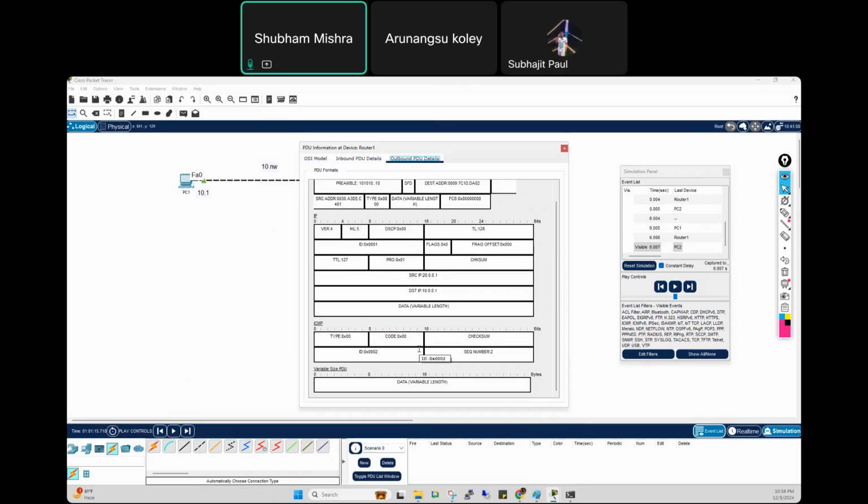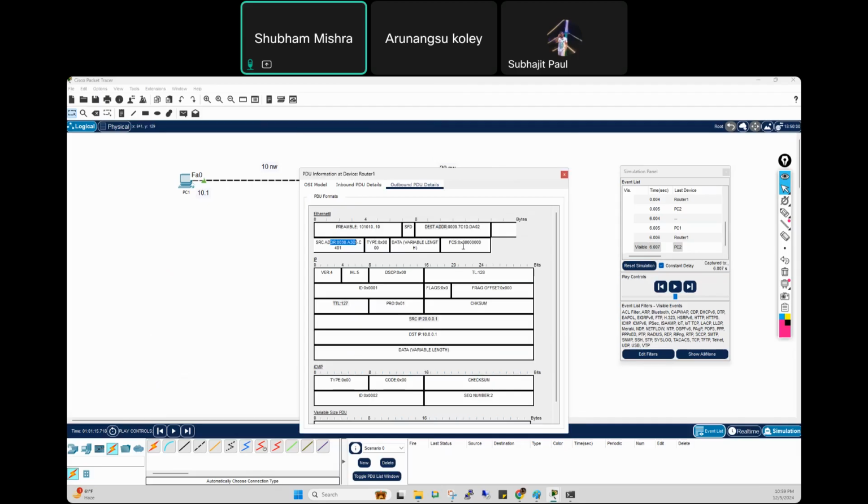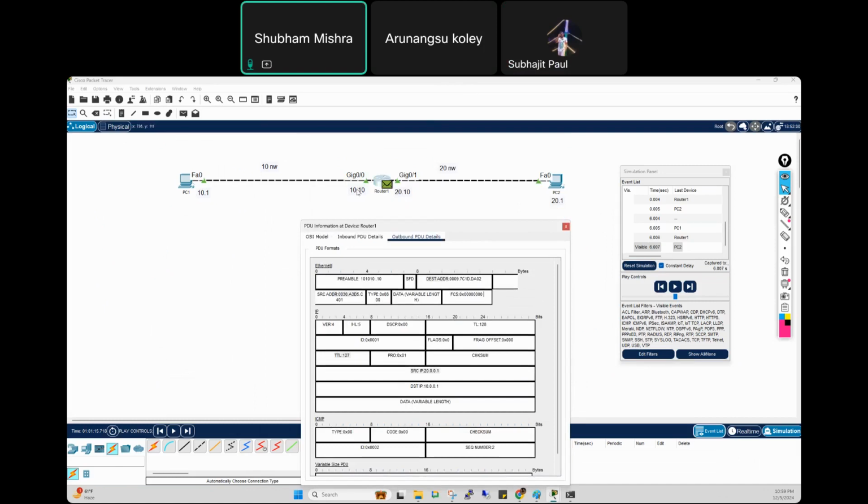In ICMP, is there any modification? No change. Come to IP: the TTL value changes to 127, nothing else changes. Now come to Ethernet. What changes on Ethernet? Source MAC and destination MAC. Source MAC will be C401, which means the gig 0/0 MAC address. And destination will be DA02, the MAC address of PC number 2.